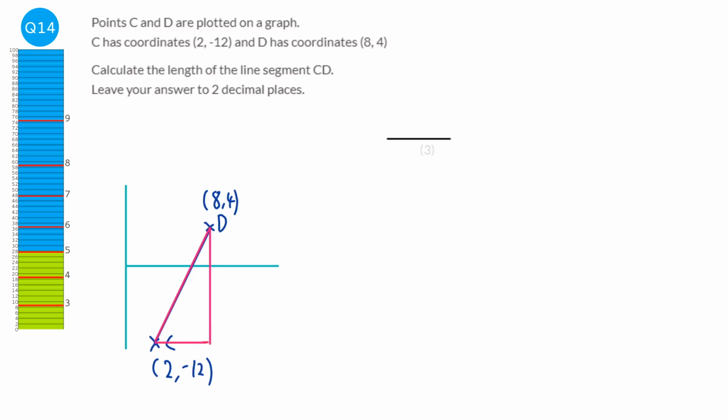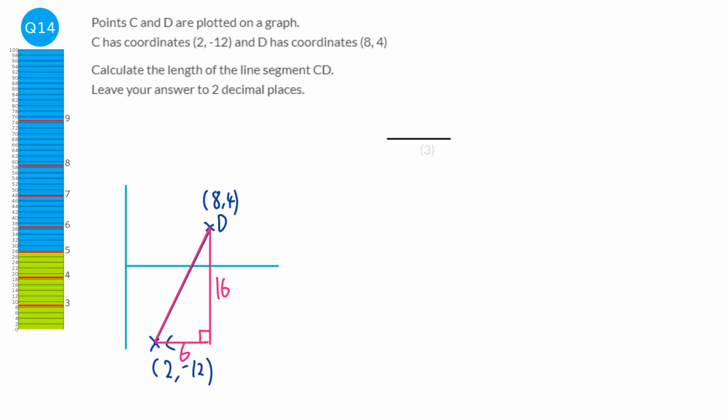So the bottom one starts at x coordinate 2 and it goes to x coordinate 8. So it's going to be 8 take away 2, which is going to be 6. So the distance there is 6. And how far does it go up? Well, we've gone from minus 12 to 4, so that's gone up 16. And we know that when we've got a right angled triangle, which this one is, and we're asked for one of the lengths, having been given the other two, we're going to be using Pythagoras.